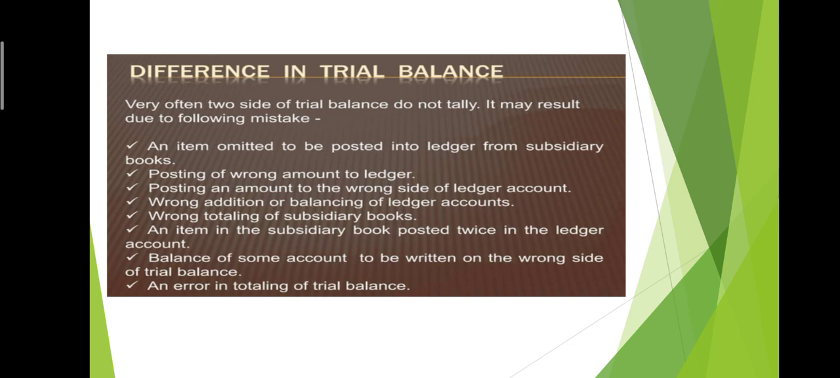An item omitted to be posted into the ledger from subsidiary books, posting of a wrong amount to the ledger, posting an amount to the wrong side of a ledger account, wrong addition or balancing of ledger accounts, wrong totaling of subsidiary books, an item in the subsidiary book posted twice in the ledger account, the balance of some account written on the wrong side of the trial balance, and error in totaling of the trial balance.